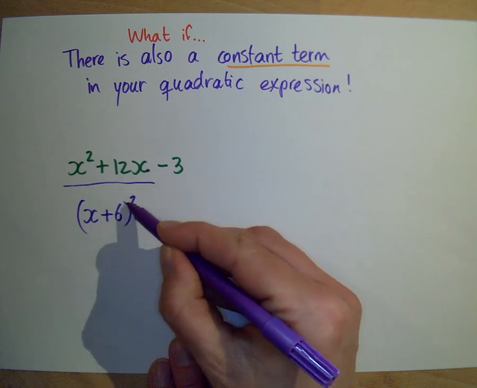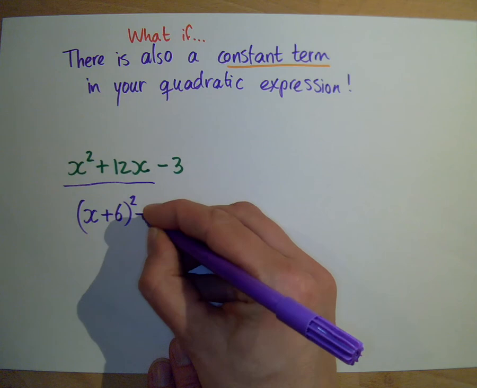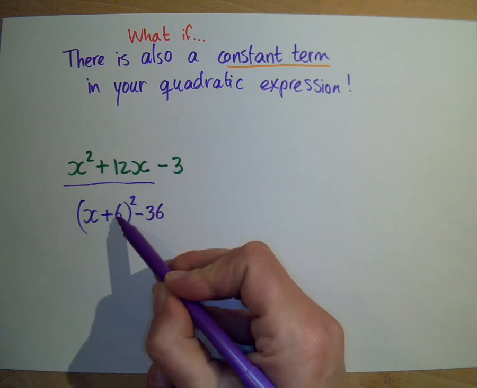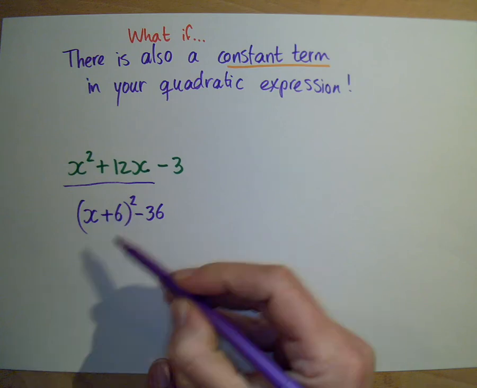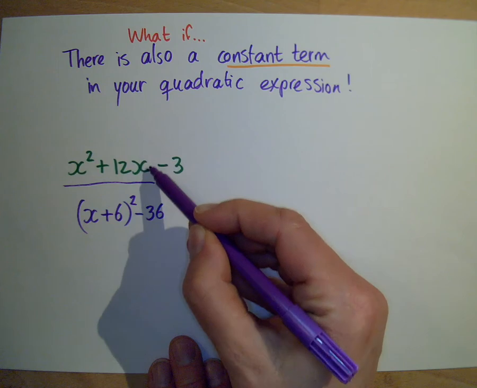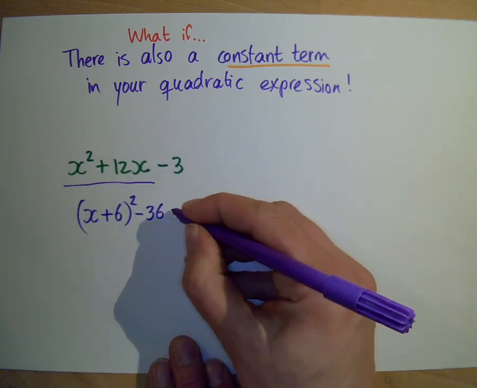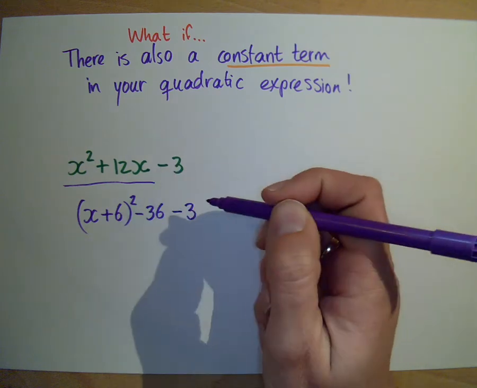To make up for this plus 36 that we're going to get, we subtract 36. We subtract the square of this term. Subtract 36. Okay, that was only this part of the equation. We have a -3. We just add that on. And now it's balanced out. Now it's the same again.